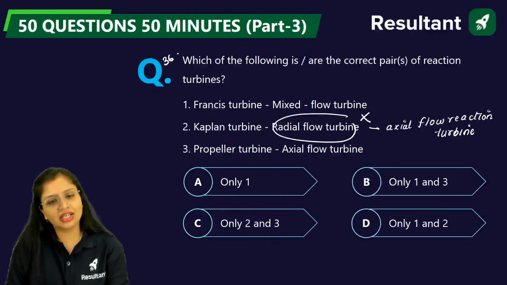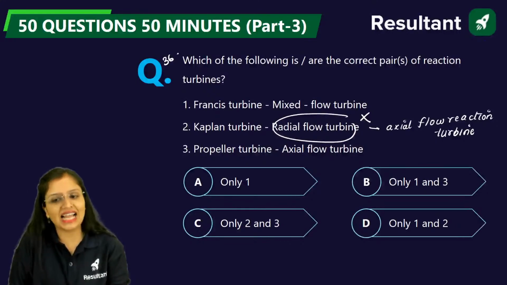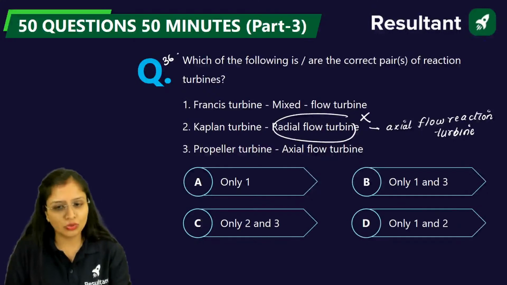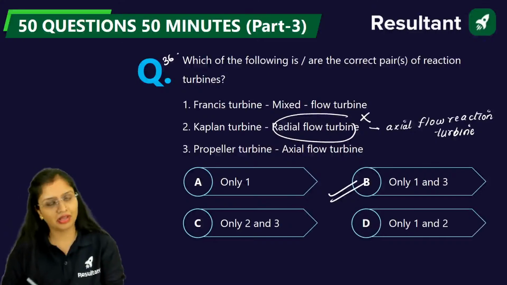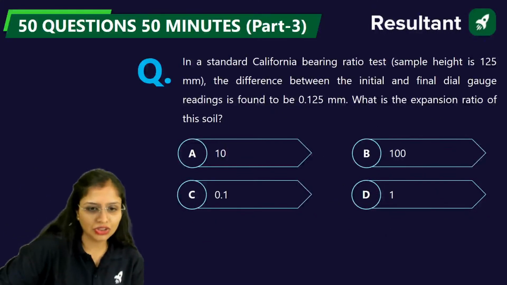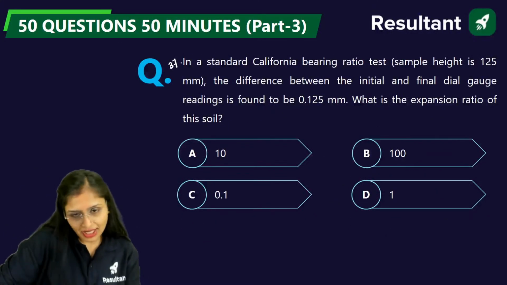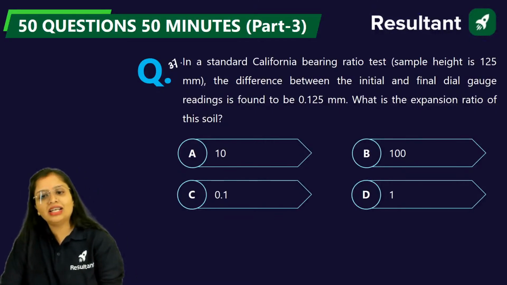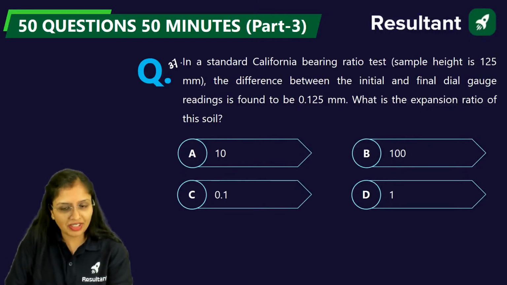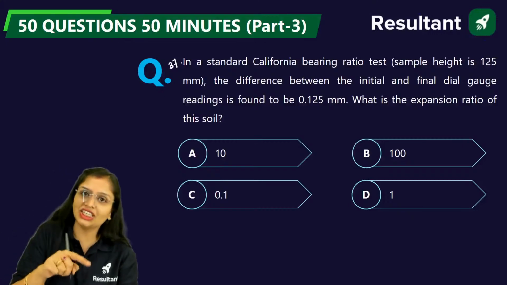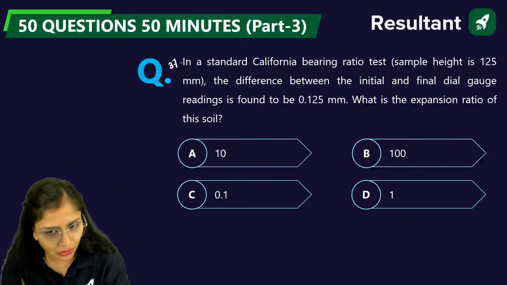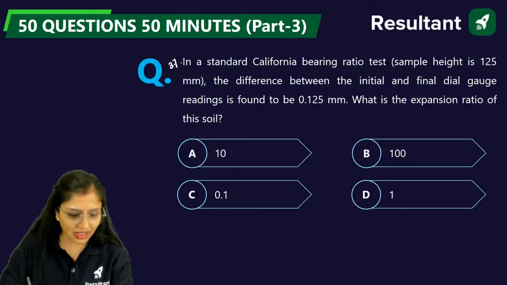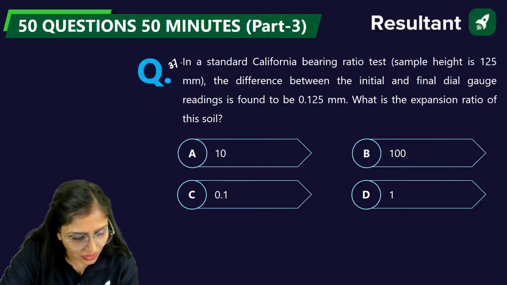Only 1 and 3 are correct. Kaplan turbine is axial flow reaction turbine. So only 1 and 3 are correct. Okay. Question number 37. In a standard CBR test, sample height is 125 mm. The difference between the initial and final dial gauge reading is given as 0.125 mm. What is the expansion ratio of the soil? What is the expansion ratio, guys?